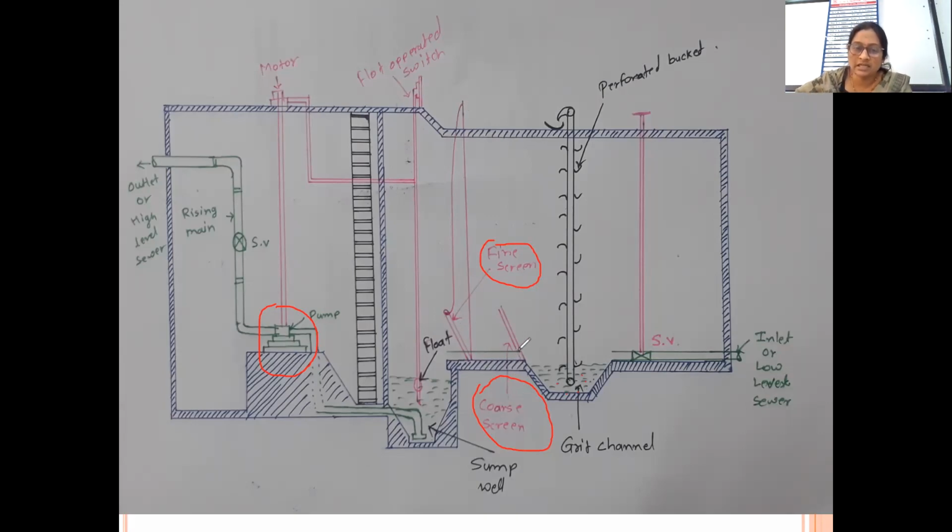Now you can see here, this green line is still continued. So this is a pipe, sewage pipe, which is forwarding the wastewater into the next chamber, and that chamber is known as the sump well. Okay, so where the wastewater will be dropped over here. So sump well, what is the function of sump well? That I will explain to you. Okay, before that, let me clear all this.